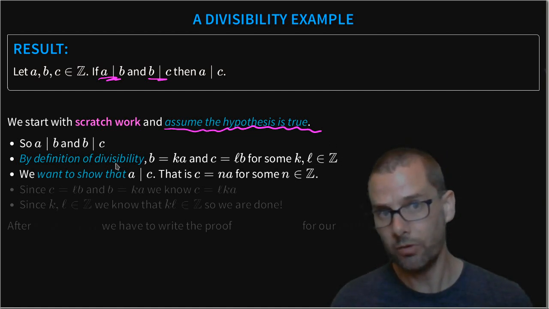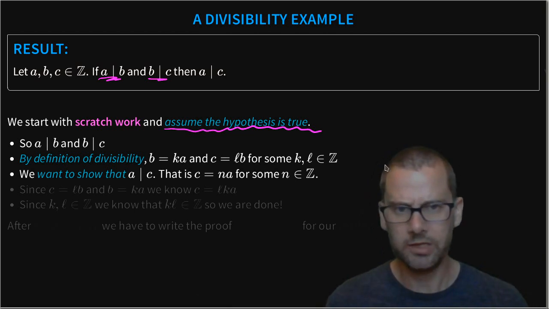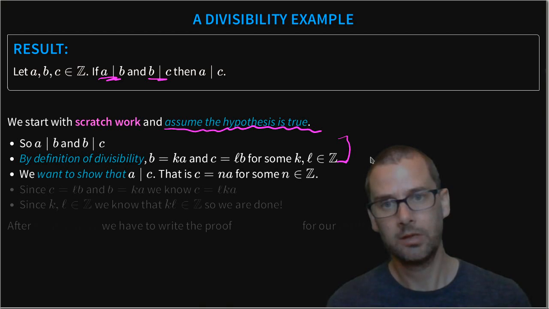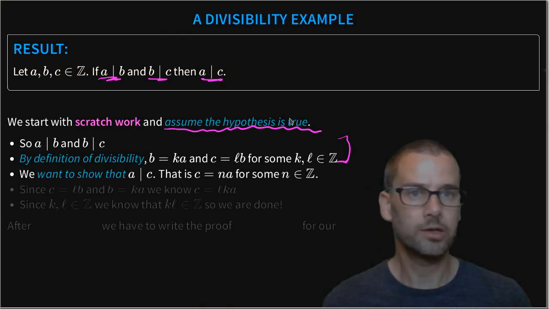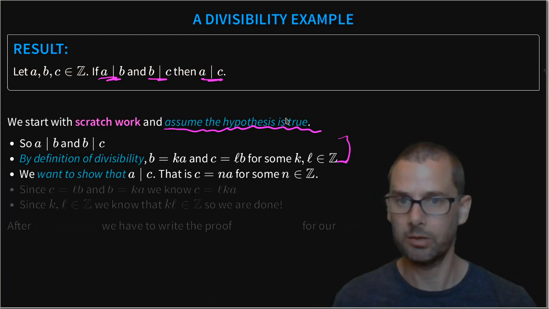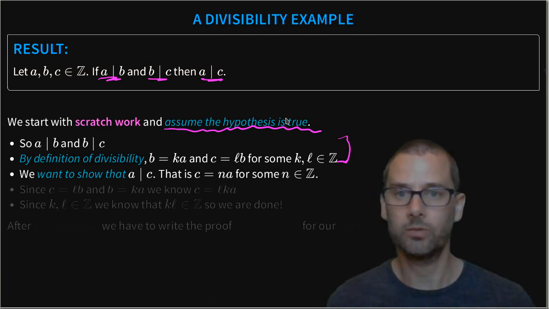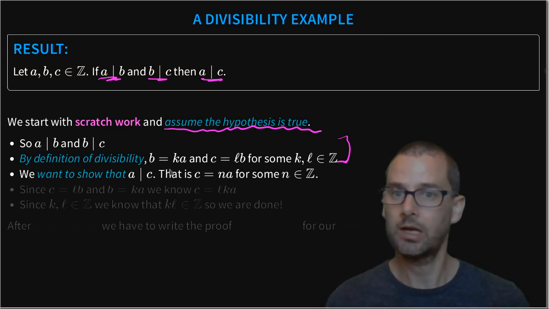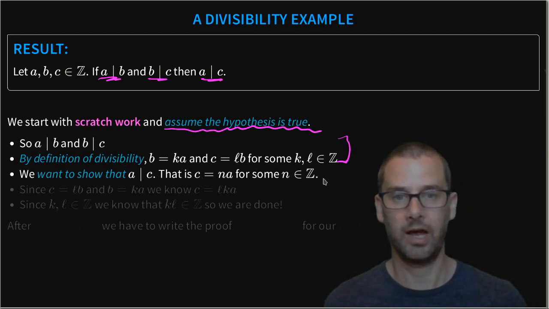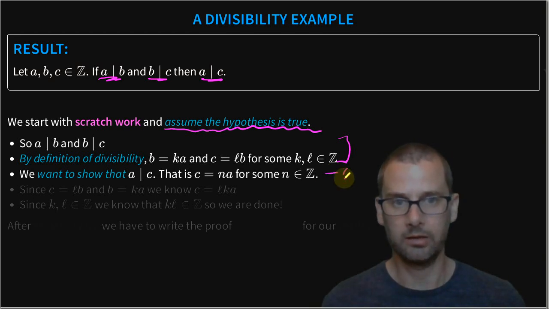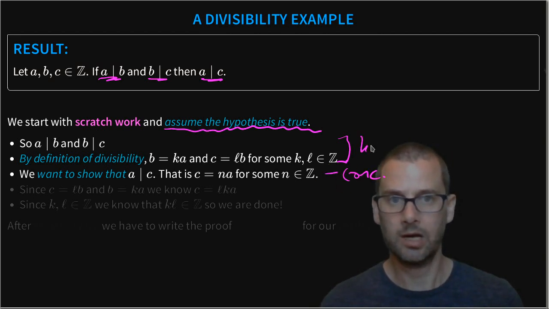Now we want to show, and this is also a good thing to do here, so we've just fleshed out what the hypothesis means, but it's also a good idea to look at the conclusion. This is part of our scratch work, part of experimenting and playing with the problem. It's a good idea for us to work out what the conclusion means. Well, A divides C means that A is a divisor of C, so C is a multiple of A, C equals n times A, where n here is just some integer. Okay, so this is our conclusion, and this is our hypothesis.